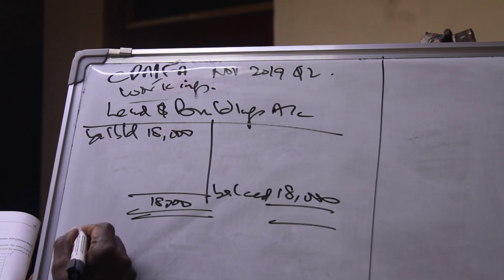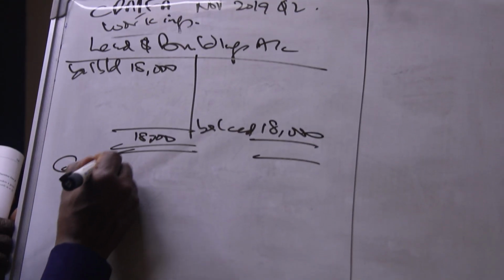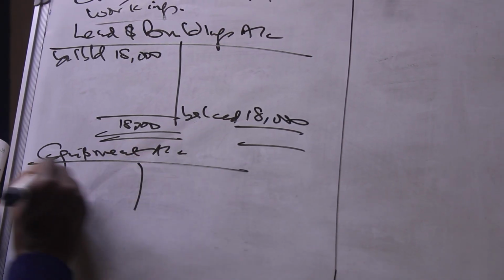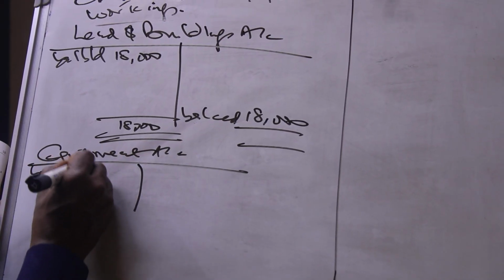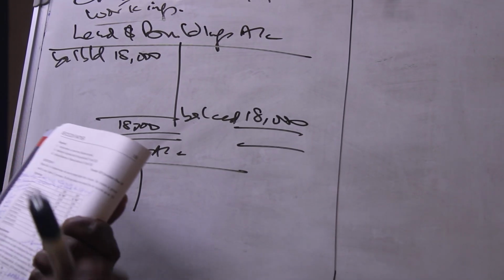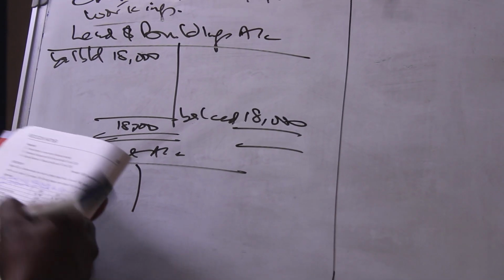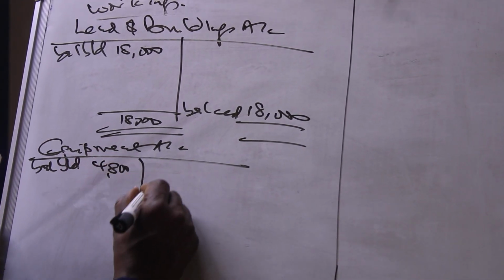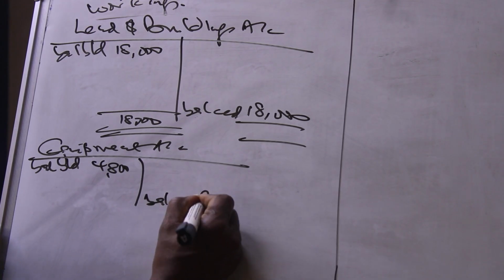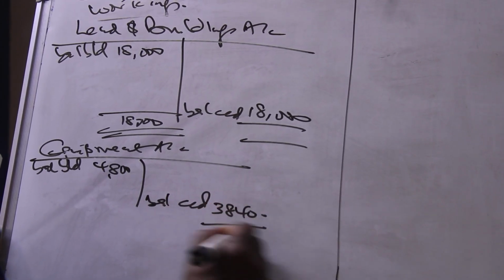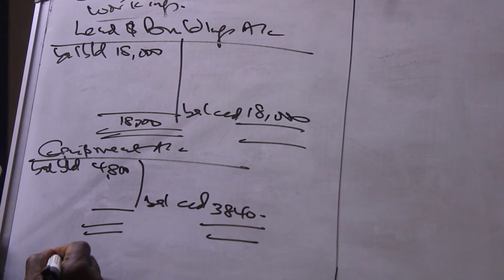Then land and equipment. Our equipment account is moving. Balance brought down of equipment is, again, look at the years. Be careful with the years. Where is 2018 and where is 2019? Balance carried down 4,800. 3840. Our equipment is going down.